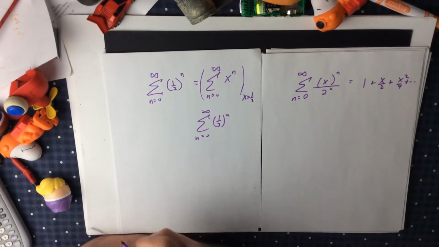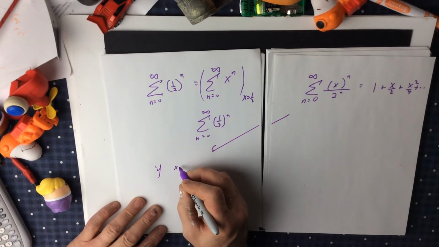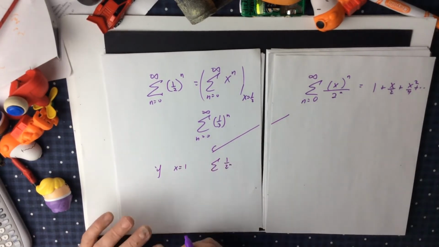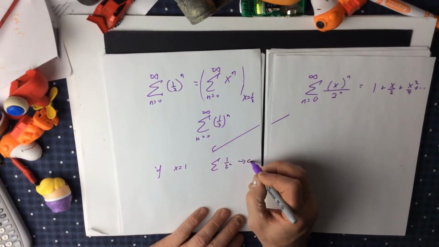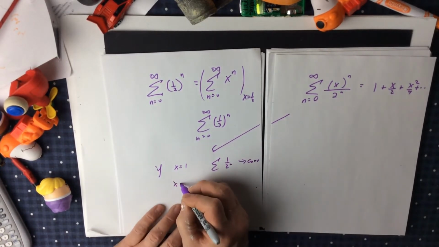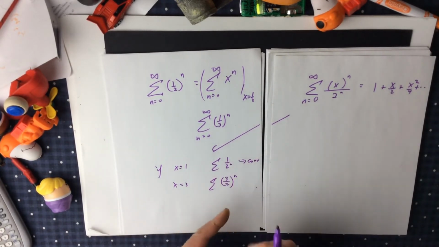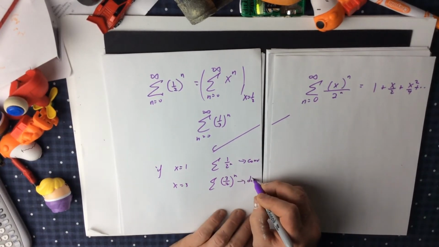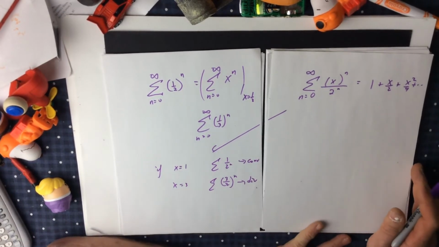Now I want you to notice, if x equals 1, this is just a series of 1 over 2 to the n, which we know is a geometric series, and it converges. But if we put in x equals 3, now this is a geometric series with r bigger than 1, and we know it diverges. So there is a question of which x will make this thing convergent or divergent.